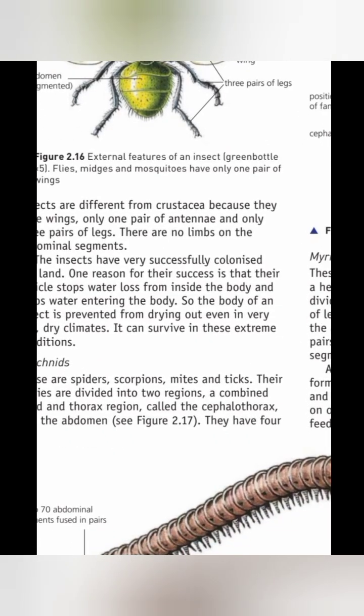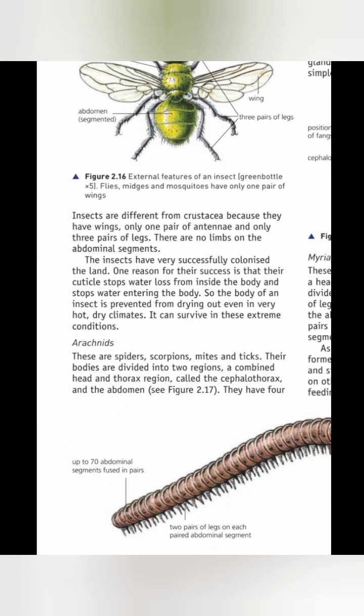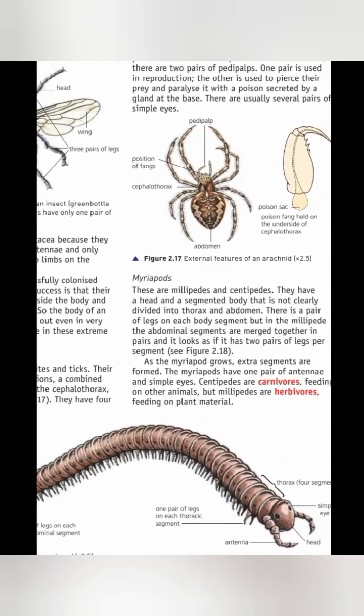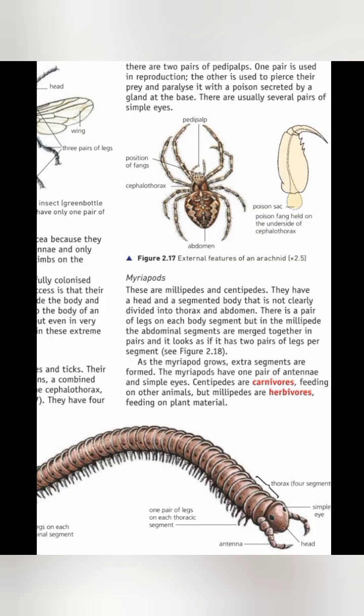Now we discuss arachnids. Arachnids include spiders, scorpions, mites, and ticks. Their body is divided into the cephalothorax and abdomen, and they have four pairs of legs and two pairs of pedipalps. The pedipalps are a special type of appendage present on their body.